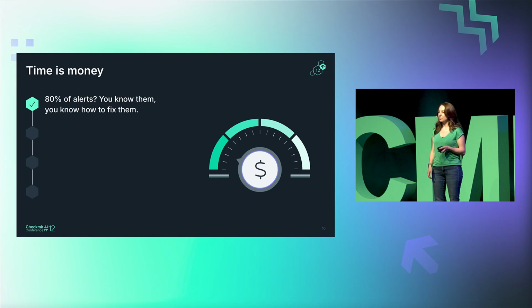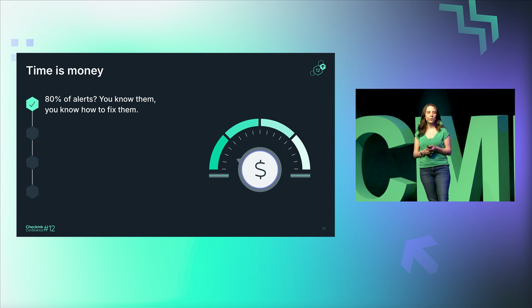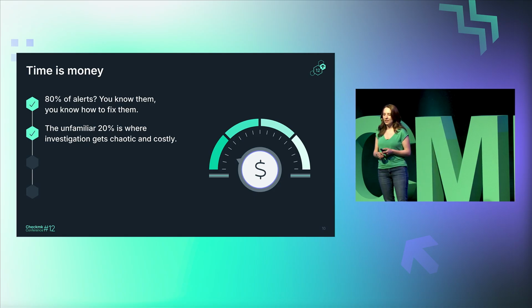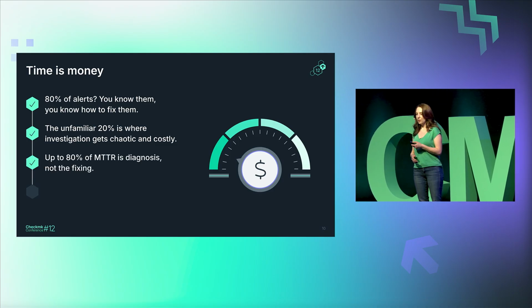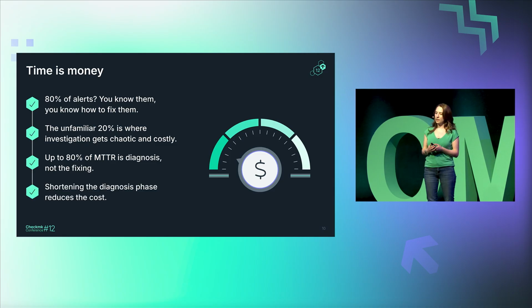Now, let's be real. Most of you know your systems inside out. In 80% of the cases, you have a pretty good idea of what is going on before you've even opened that dashboard. But those other 20%, that part of the system that isn't quite yours yet, that is when the investigation gets long and costly. We've heard that number today already. Industry data puts mean time to resolution at about 80% on diagnosis, not fixing. So when something breaks in unfamiliar territory, that phase gets longer and more expensive.